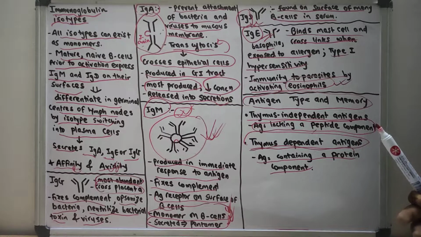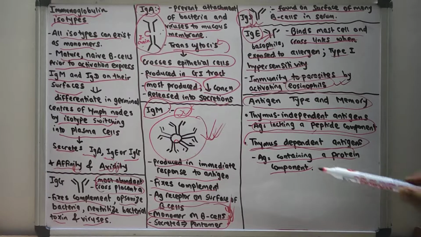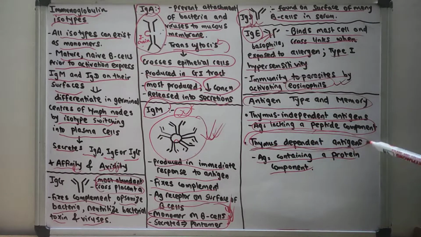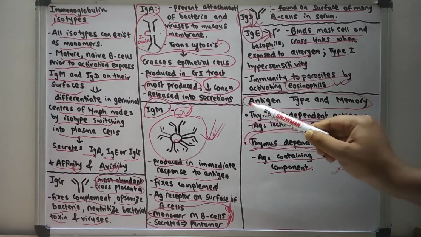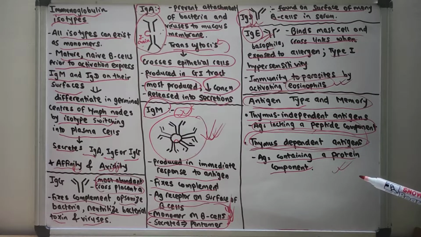Another point is that class switching and immunologic memory occur as the result of direct contact of the B cell with T helper cells. So thymus dependent antigens are very important, and class switching and immunologic memory confer long lasting immunity in our body. So these are the concepts of antigen type and the memory of our body.